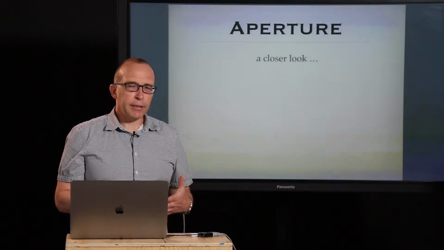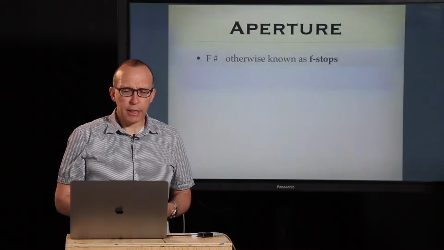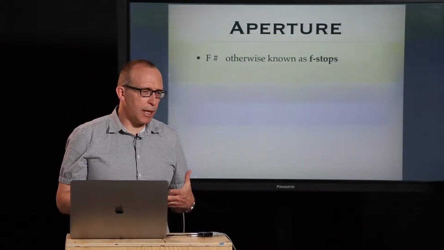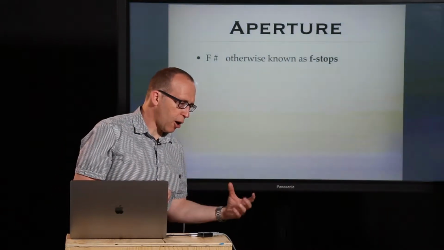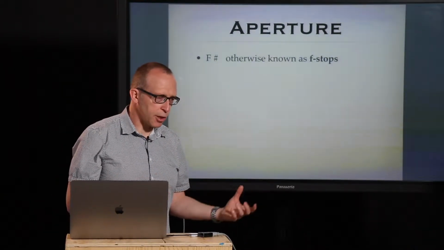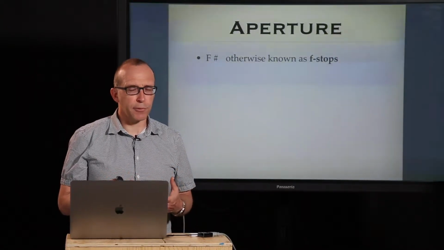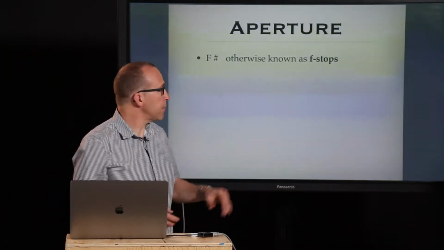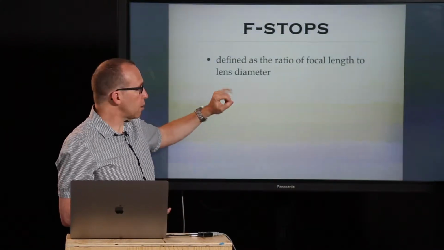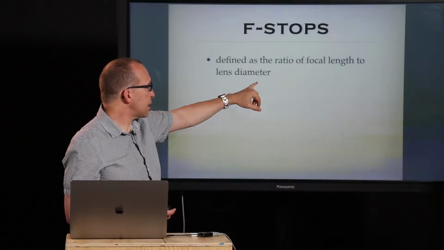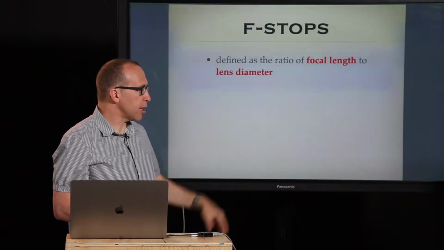So that was my lead-in to talk about aperture. Now we're just going to take a closer look at aperture. Some people ask me, why are the apertures such strange numbers? Why is it f8? Why is it f11? Where do those numbers come from? So we're going to look at that. F numbers, known as f-stops, are defined as the ratio of a focal length to the lens diameter.